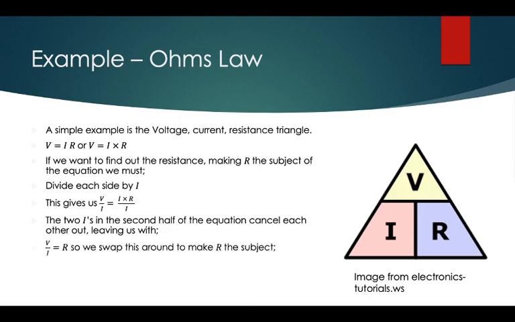So what we do now is swap the right hand side and the left hand side of this over to make R the subject, which is R equals V over I. So to find the resistance of a circuit, we can divide the voltage by the current.